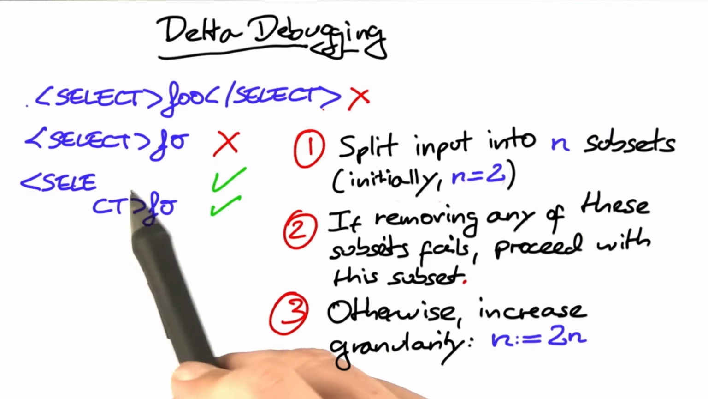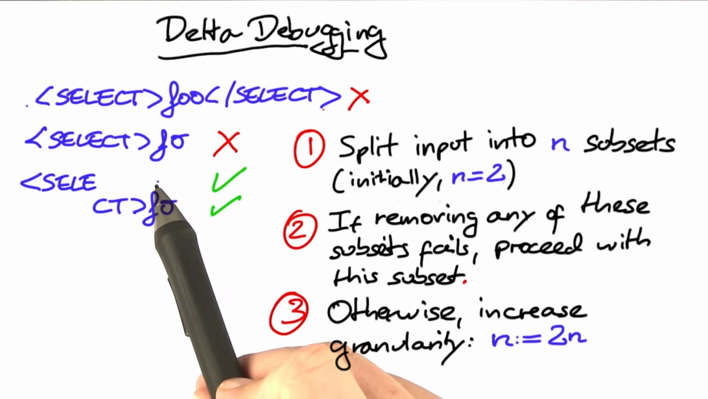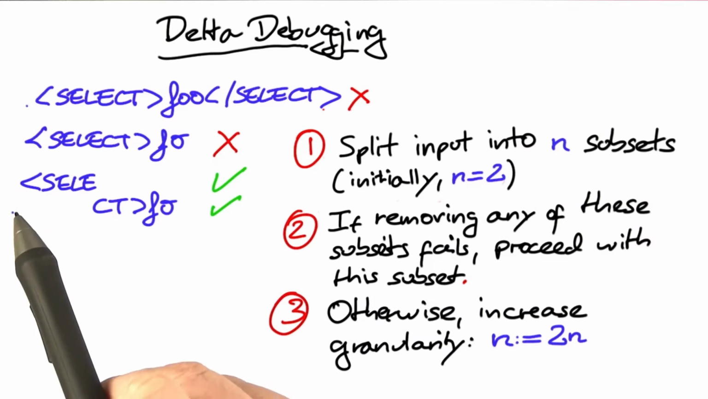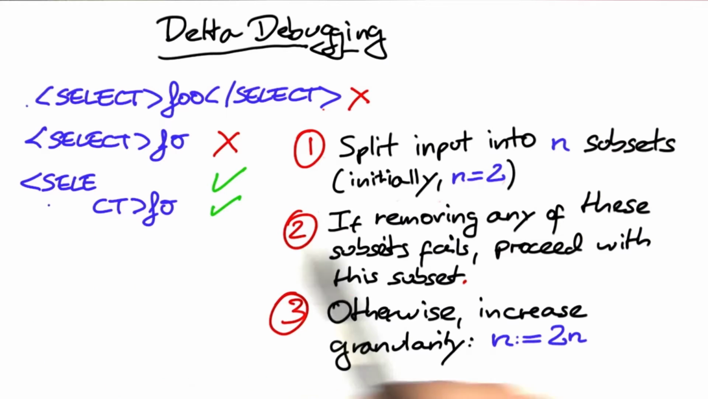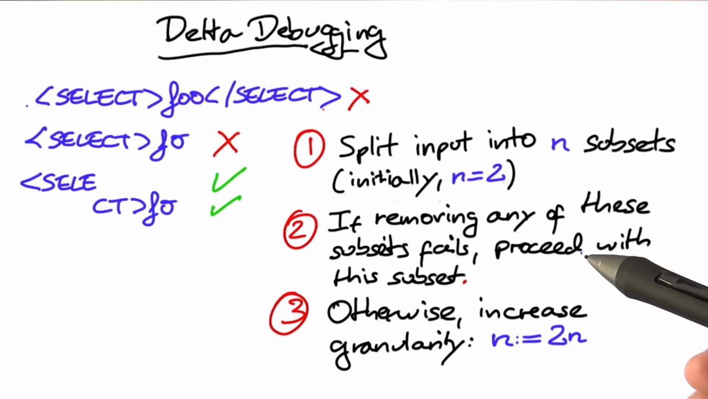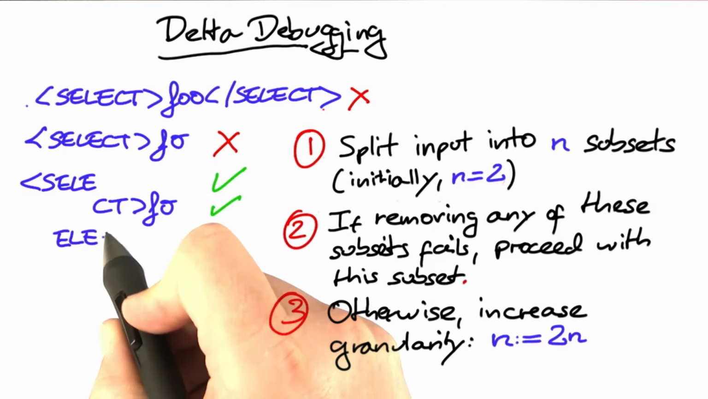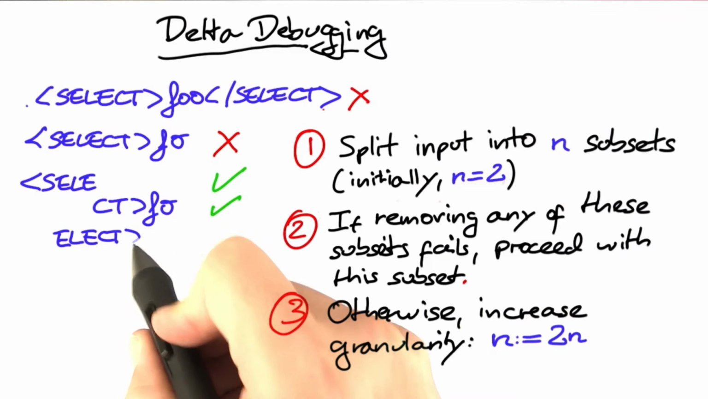So, at this point, we already tried out removing the second half of the input and removing the first half of the input. Neither removal of the subset would fail. So now we have to increase the granularity by coming up with now 4 subsets. This is a 10-character input, so each of our subsets will have between 2 and 3 characters. For a change, let's try removing the first 2 characters.